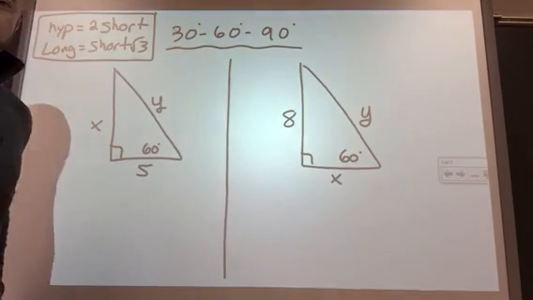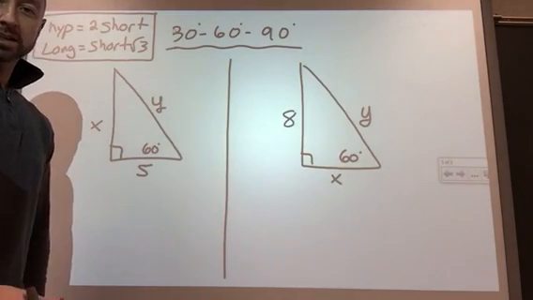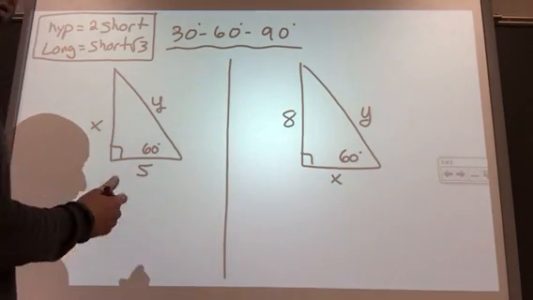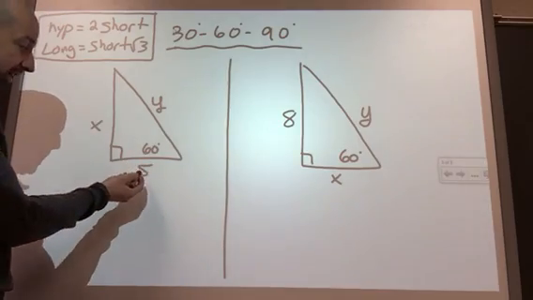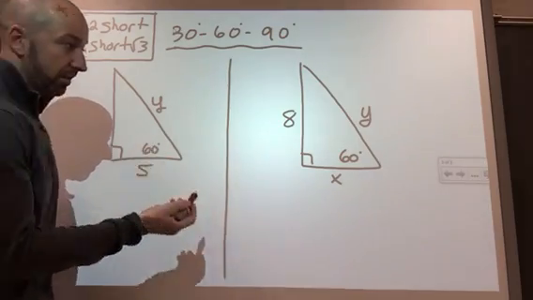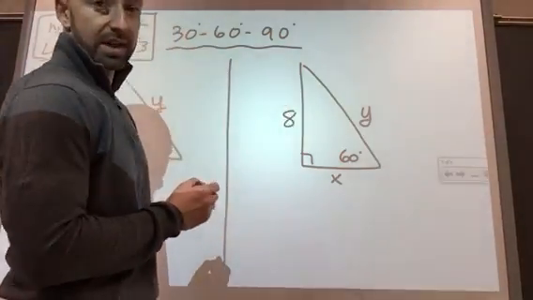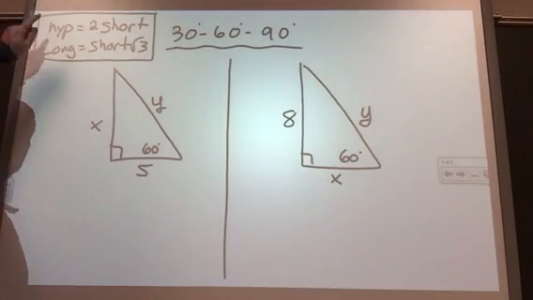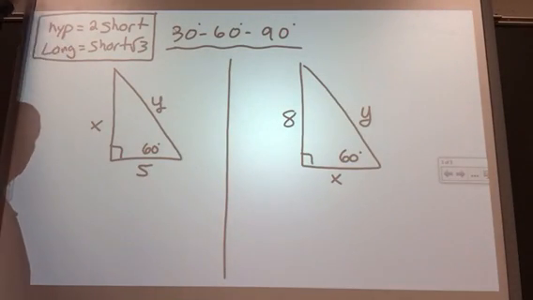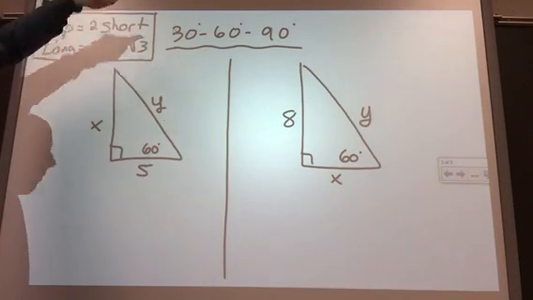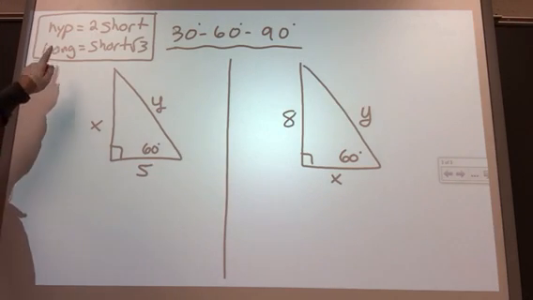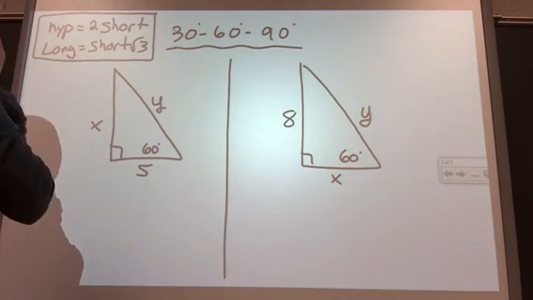All right, in this video we're going to look at 30-60-90 special right triangles. I have two examples. In one example I gave a short leg of 5, in another example I gave a long leg of 8. Let's review our rules, which you need to memorize. Hypotenuse equals 2 times the short leg, and long leg equals short leg times √3.